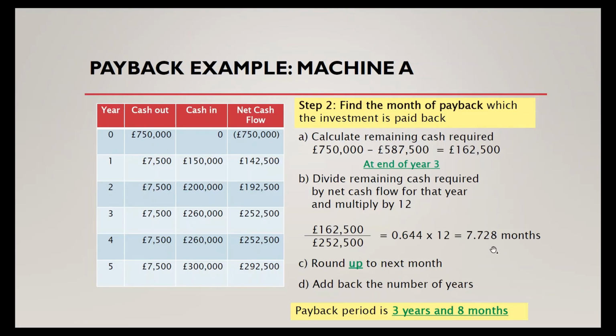However, for the assessment of this course, you will only need to round up to the number of months. In this case, if you get 7.728 or you get 7.1 months, you will round it up. So this 7.7 months will become 8 months. And again, let me repeat once again, it is round up, not round off. So even though your answer gets 0.1 months, it will still round up to 8 months. So the conclusion is the payback period will take 3 years and 8 months.